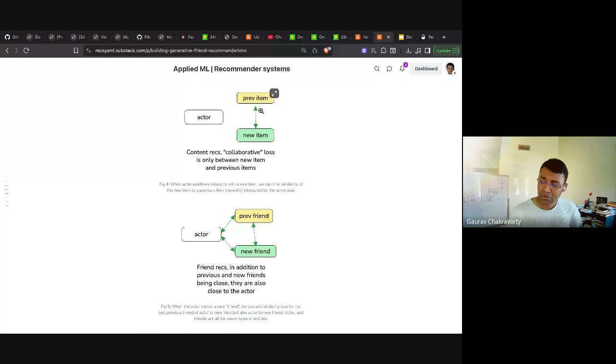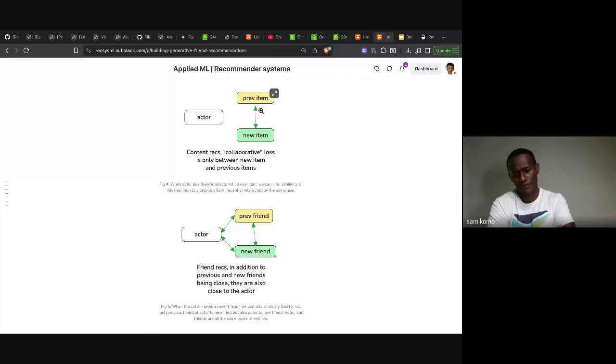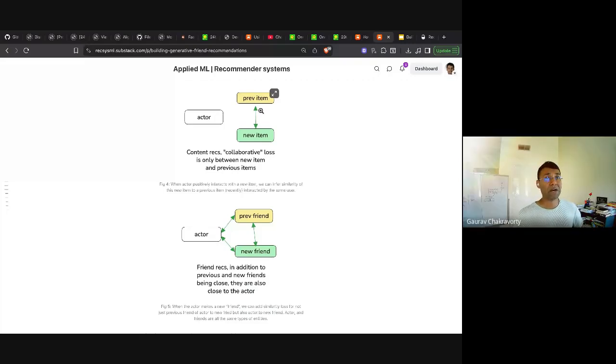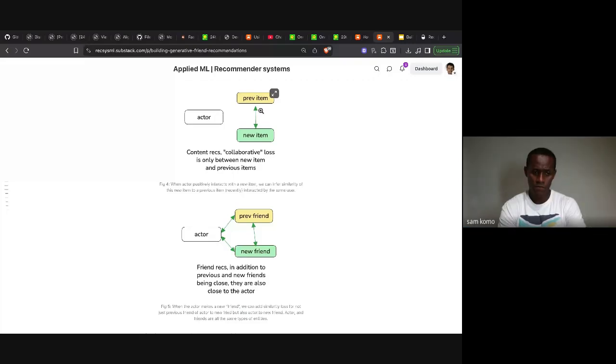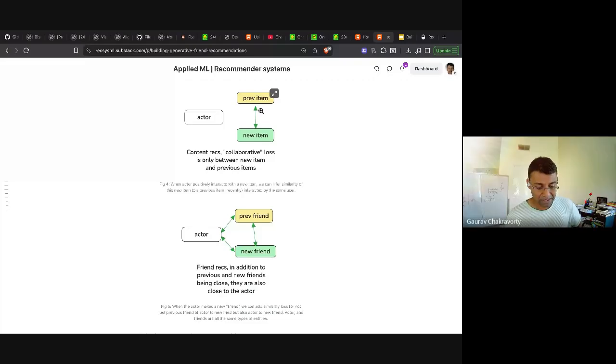So I think what you described is no different than in videos. Like I could watch a soccer video, and after that, I could watch a music video. That assumption of similarity, I don't have a good idea whether it is more or less applicable to friending. But I think one difference I can see is that in videos, the items being recommended are of the same type, but the actor is not.